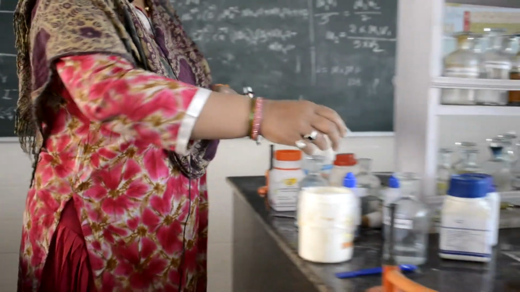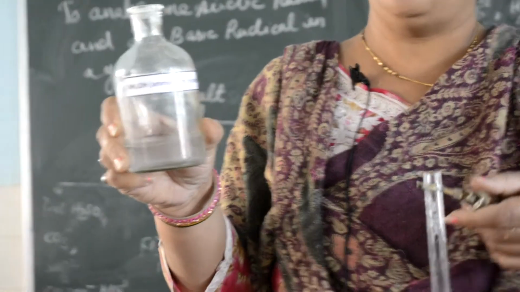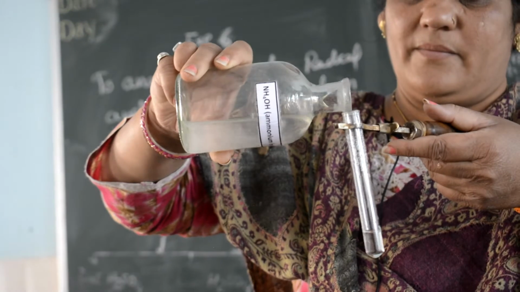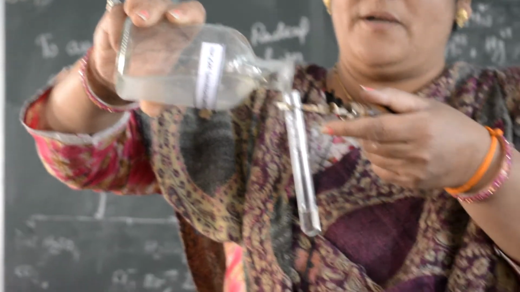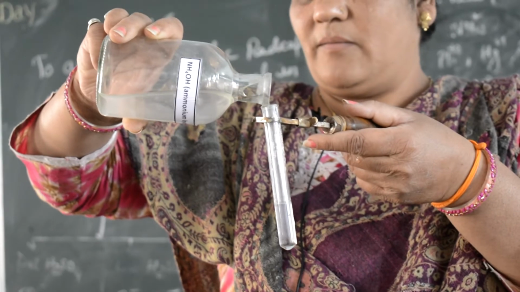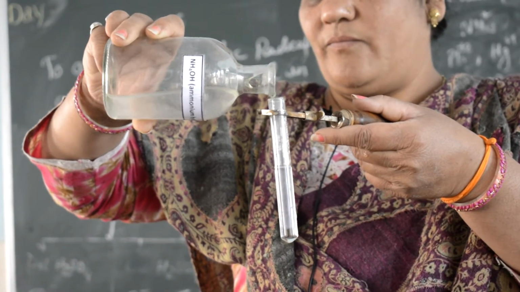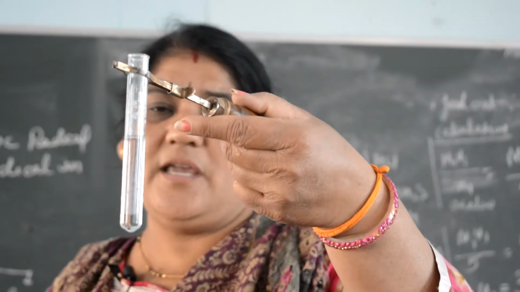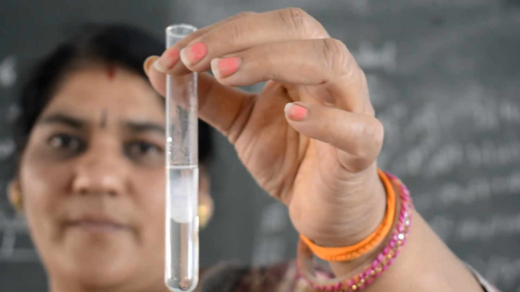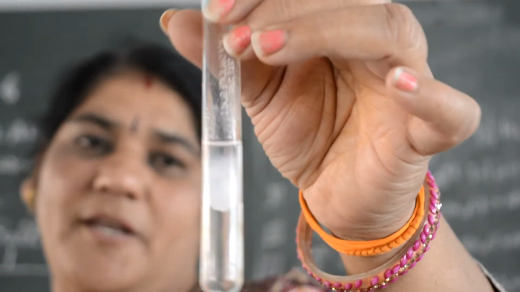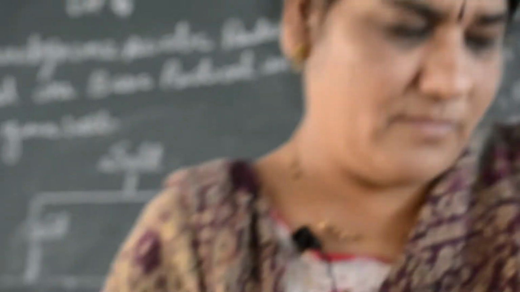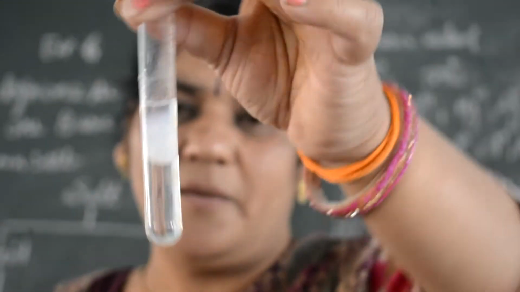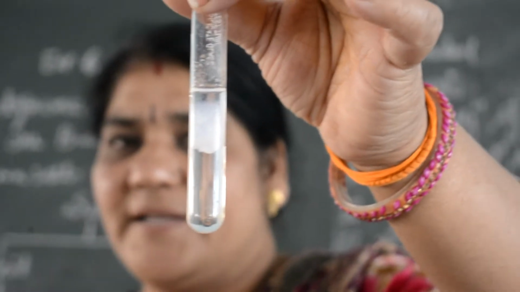Now add ammonium hydroxide solution. This is the ammonium hydroxide solution. Now we observe what happened. The gelatinous PPT is formed. You can see the gelatinous PPT. You can add more NH4OH. You can observe the gelatinous PPT.